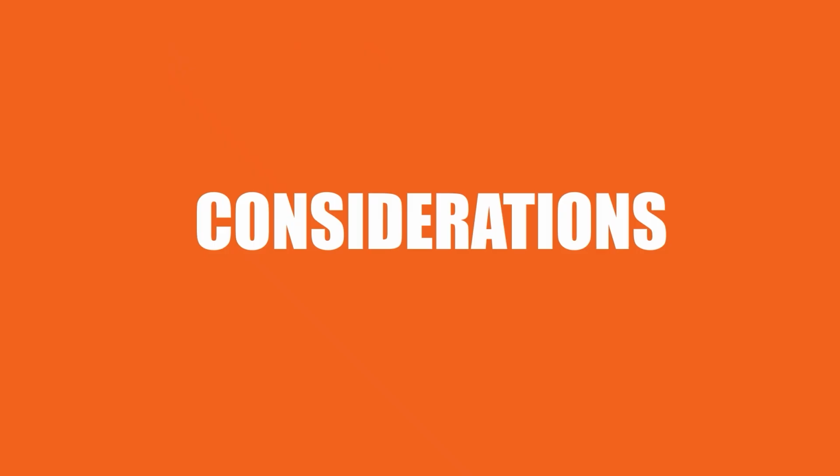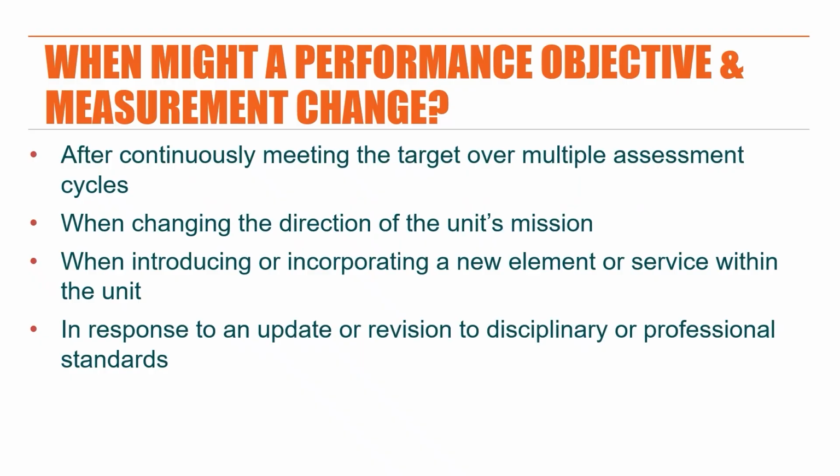As assessment efforts continue, it is important to recognize that performance objectives and measurement methods may evolve over time, and they should be reviewed regularly to ensure they remain relevant, meaningful, and aligned. There are several reasons when a unit may need to revise its objectives or measurement methods. For example, if a target is consistently met over multiple cycles, the unit may choose to set a more ambitious goal. Changes may also occur when the unit's mission evolves, when new services are introduced, or when professional standards are updated.